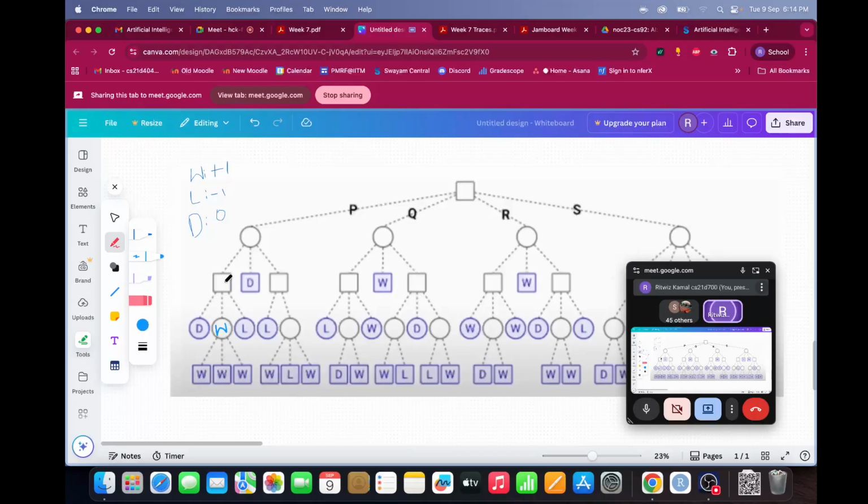This max node will also be a W by virtue of this W node, right? This node over here is a min node, so it will select the loss. So this will be a L, and this will also be a L because it has only two options, L and L. And this min node will be a L, because of three options, win, draw and loss, it will go for the minimum one, which is a loss. Let's fill in the strategy Q now. So this min node will be filled with either draw or win. Draw is lower than win, so it will fill it with the draw.